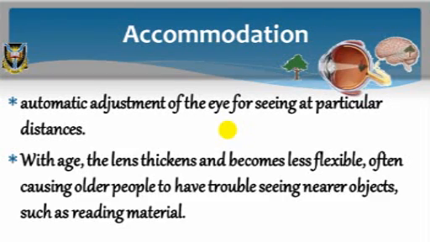With age, the lens thickens and becomes less flexible, often causing older people to have trouble seeing nearer objects, such as reading material.